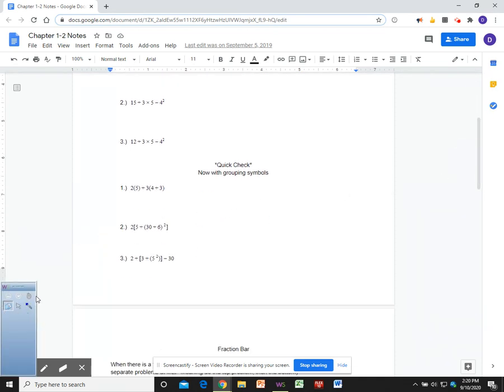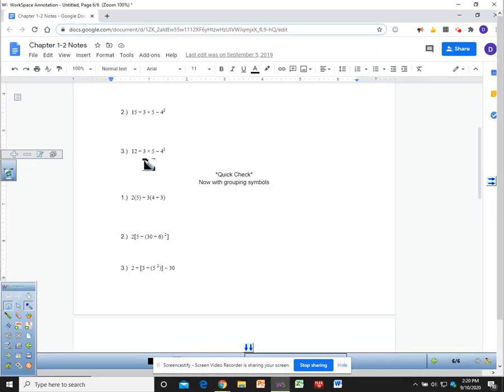We'll do a couple more. So 12 divided by 3 times 5 minus 4 squared. So that is going to be 12 divided by 3 times 5 minus 16, because I did the exponent first. Okay, 12 divided by 3 times 5. So you go division first. So 4 times 5, minus 16, so that'll be 20 minus 16, which is a total of 4.